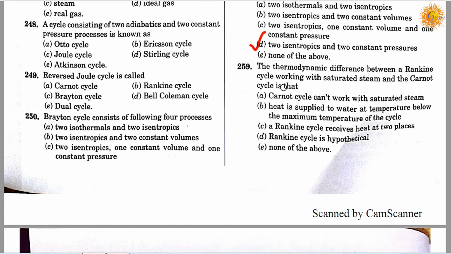Question number 259. The thermodynamic difference between a Rankine cycle working with saturated steam and the Carnot cycle is that: option A, Carnot cycle can't work with saturated steam; option B, heat is supplied to water at temperature below the maximum temperature of the cycle; option C, a Rankine cycle receives heat at two places; option D, Rankine cycle is hypothetical; option E, none of the above. Correct answer is B.